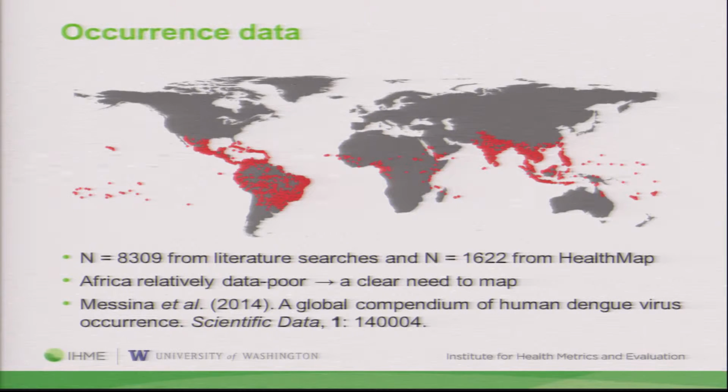And just why do we want to do that in the first place is what this occurrence data is showing you. At the global scale, at this map, it looks like we have very good coverage in the Americas and Asia from this occurrence, and merging with the HealthMap data, about 10,000 points in all. But you can see our coverage in Africa is very, very poor. So there's the clear rationale to map there. We want to make some assessment of risk in places where we haven't sampled.